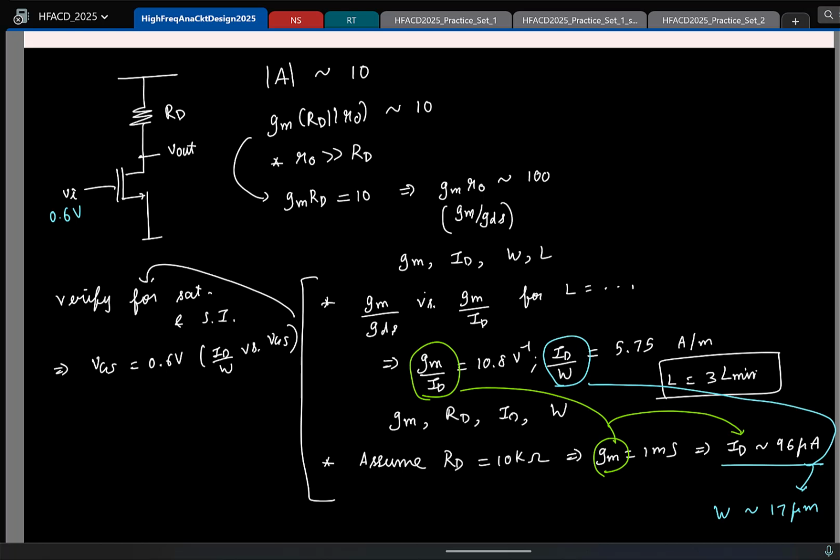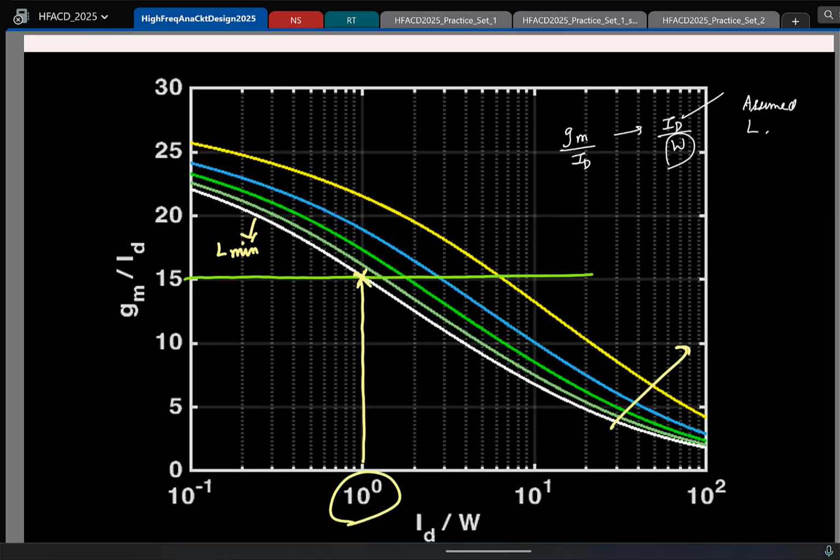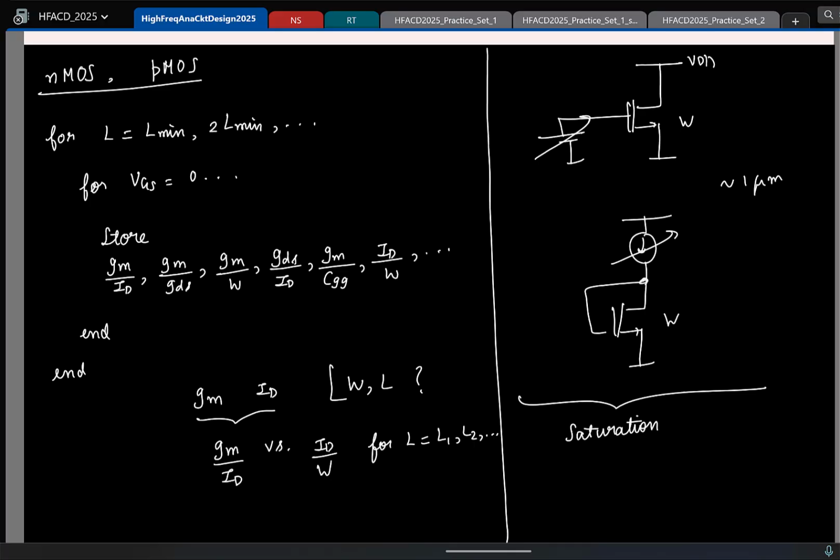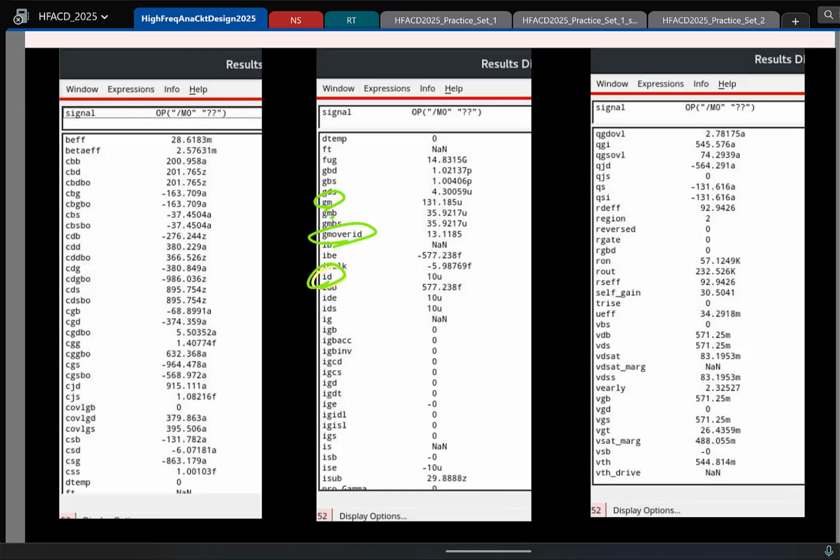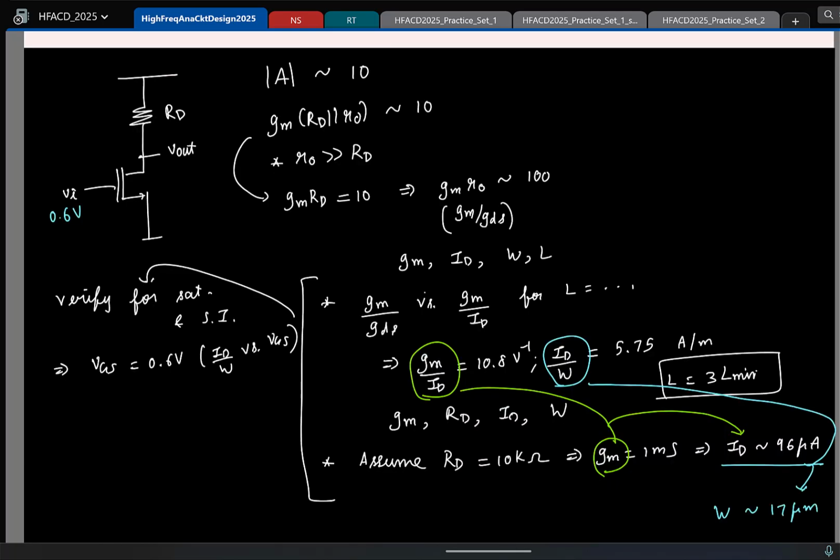The idea to notice: if you choose a particular length, the moment you fix gm by ID, all the other parameters are fixed because they are not independent. What I mean is the moment you fix a length, once you fix gm by ID, all these are fixed. So here you find VGS.